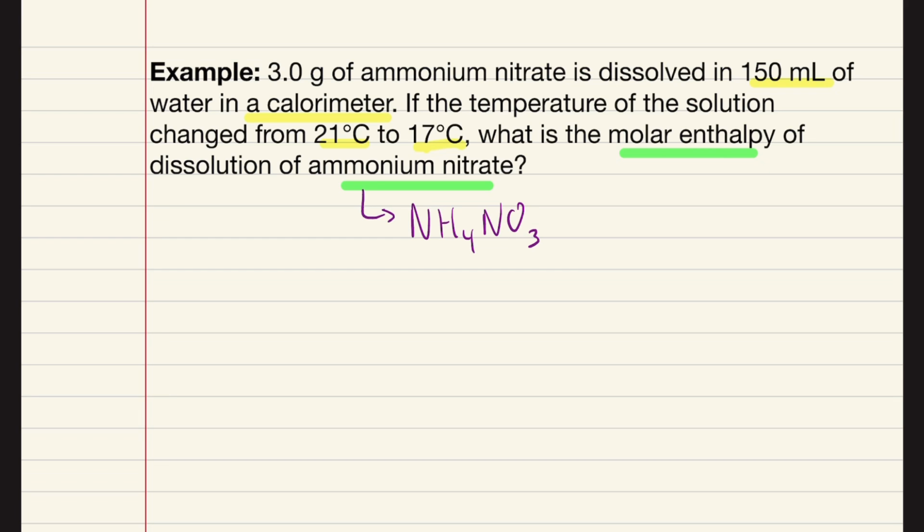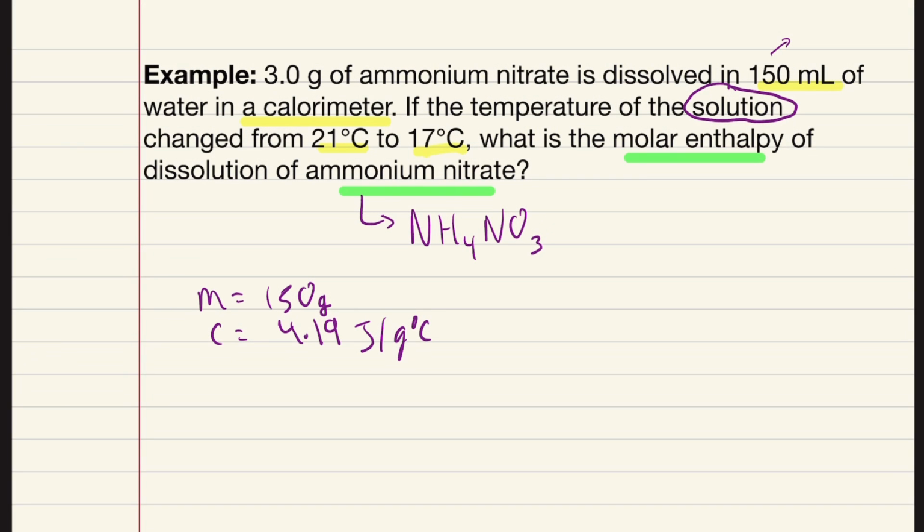But a couple things to point out here. Remember that whenever we have a solution, we can assume the specific heat capacity and the density of water. So that 150 milliliters is really 150 grams, and we're going to write that over here, that the m is going to be 150 grams, and your specific heat capacity is 4.19 joules per gram degrees Celsius.